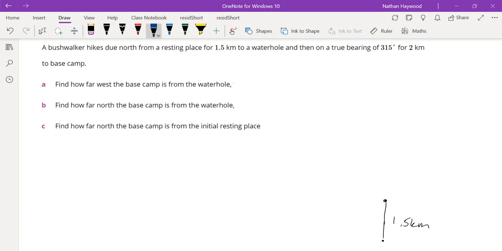bearing, so we need to draw a compass here. This is north, at a true bearing of 315 degrees. So in the second quadrant. And that line's a little bit bigger than the first line, 2 kilometers. So north and then northwest.